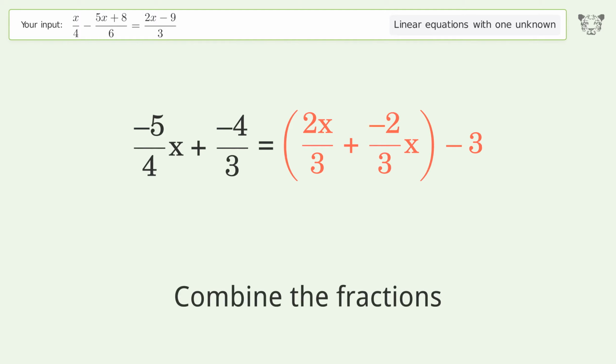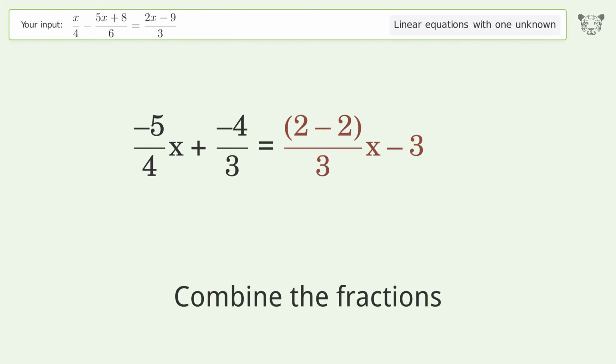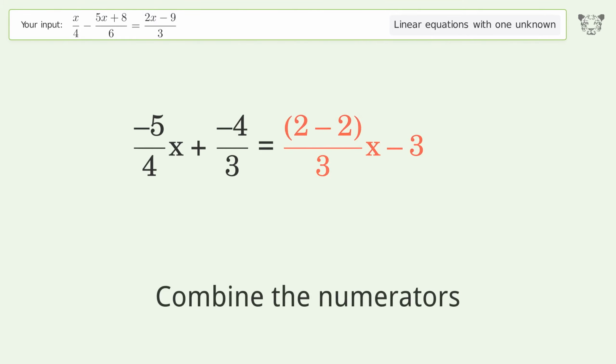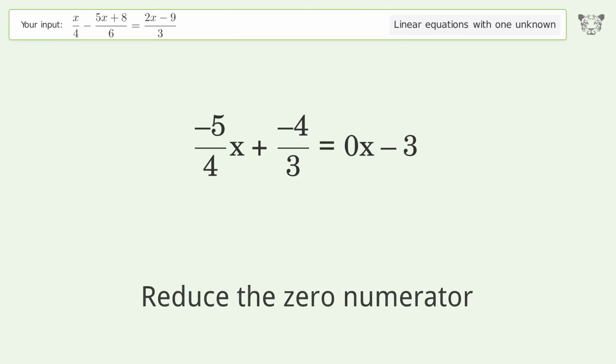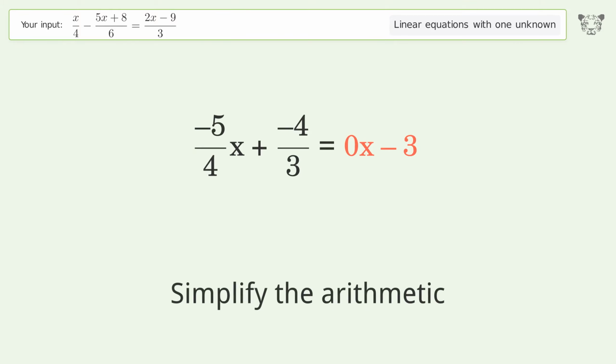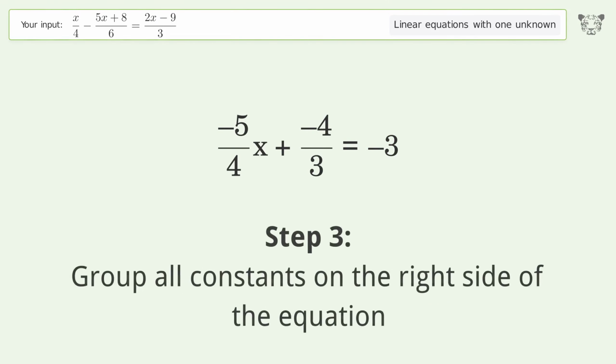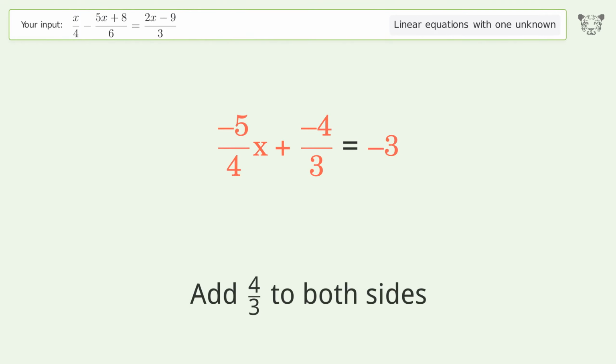Combine the fractions. Combine the numerators. Reduce the zero numerator. Simplify the arithmetic. Group all constants on the right side of the equation. Add 4/3 to both sides.